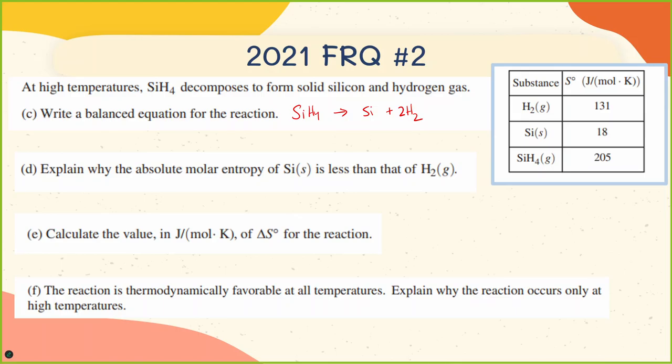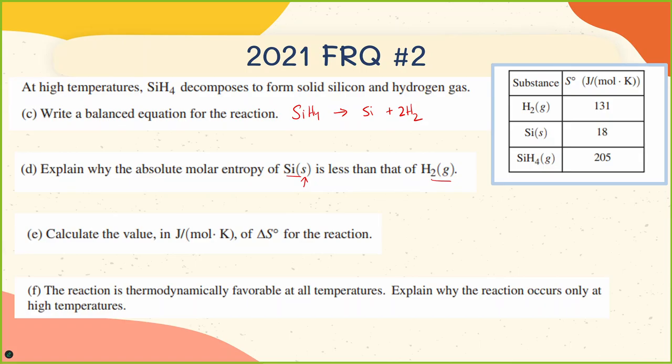Explain why the absolute molar entropy of the solid silicon is less than that of the H2 gas. Well, solid particles are in fixed positions, held together by stronger forces, in this particular case by the interparticle forces of silicon, whereas hydrogen is a gas, which has more motion, more kinetic energy, things like that. So therefore, the gas is going to have the higher entropy.